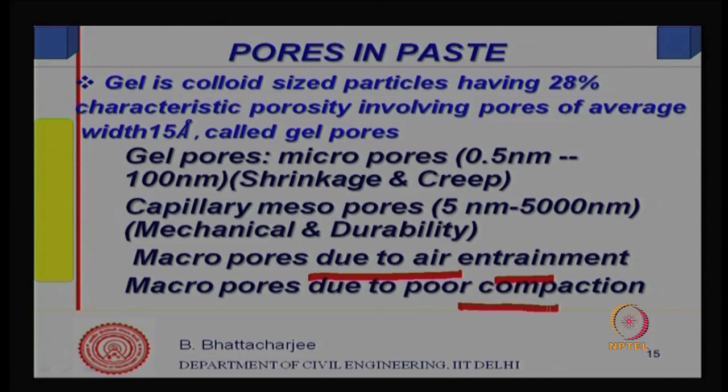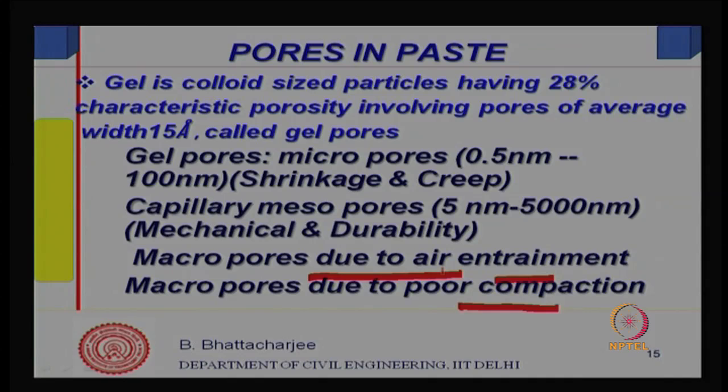Hydraulic cement paste, the hardened paste, has got a structure which is inherently porous, and two types of pores have been recognized. One is gel pores. It has got a gelatinous structure, C-S-H, that is the major compound which is formed after hydration. It has got sheet like structures, and it is inherently porous with 28% characteristic porosity. The 28% characteristic porosity has been determined from indirect experimental evidences. Similarly, the size of the gel pores has also been determined from experimental evidences, nitrogen adsorption technique, etc.